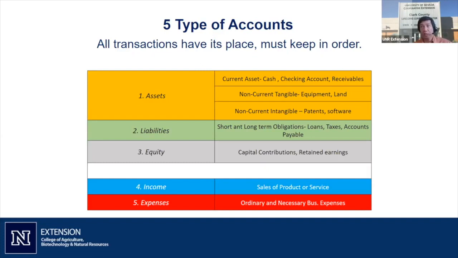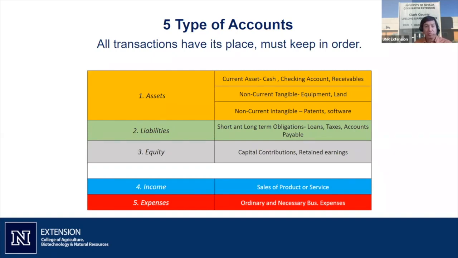Okay, income is sales or product of services, what you do for your business to make money. And expenses, we're more familiar with this, the ordinary and necessary business expenses. So in the practical world, we are very familiar with the categories for income types and expenses, but we don't forget about the other type of accounts: assets, liabilities, and equity, because everything will flow eventually to the assets, liabilities, and equity type of accounts.